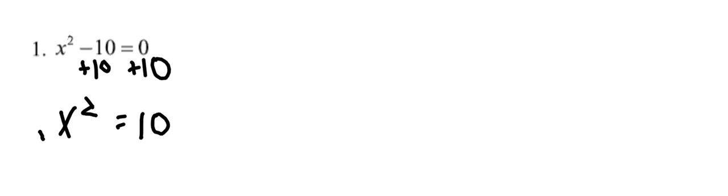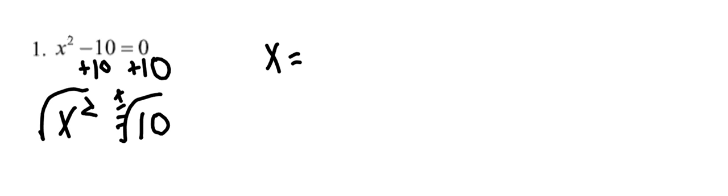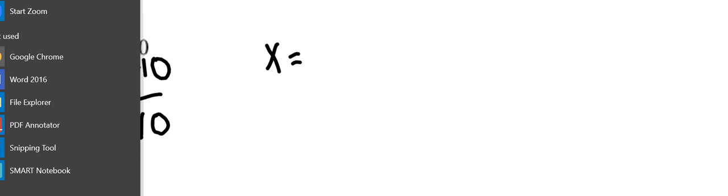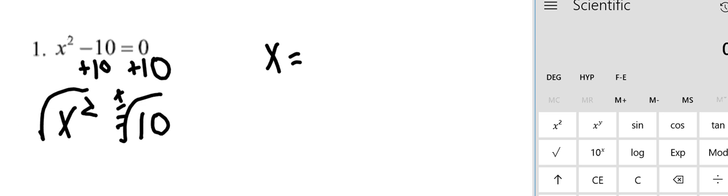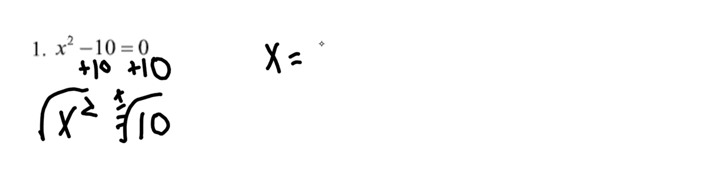Now we will take the square root of each side, and when you take the square root, you need to do a positive or negative square root. And we get x equals the square root of 10, which is 3 something. I'm going to have to grab a calculator here. 3.16. So the answer is positive or negative 3.16. All right.